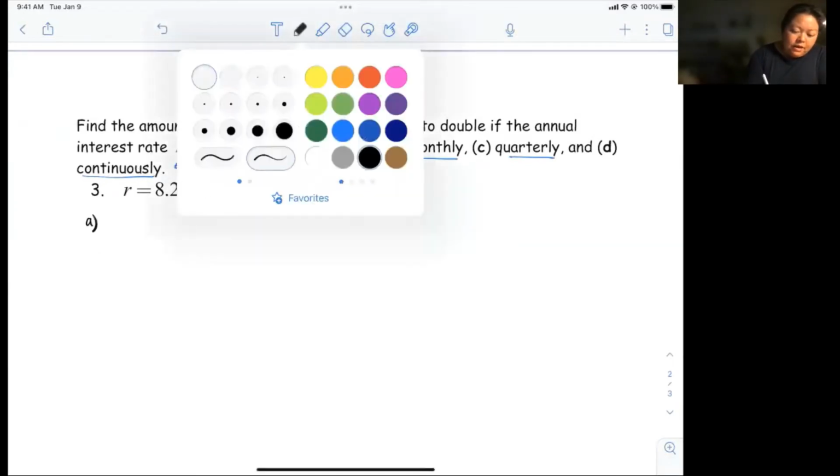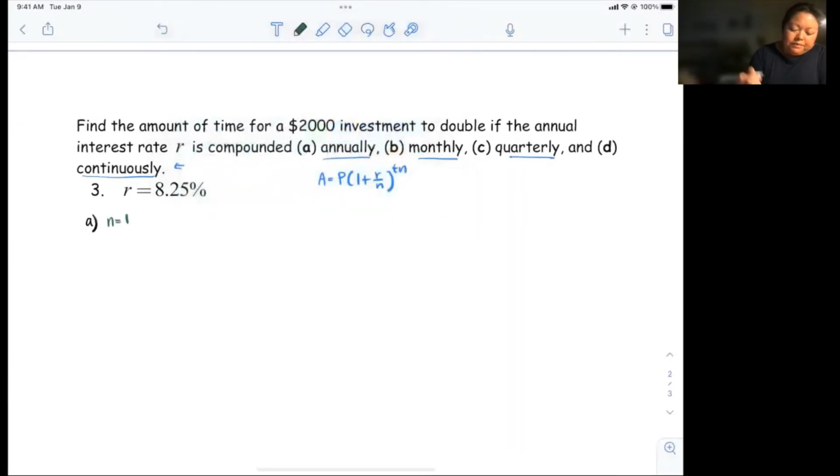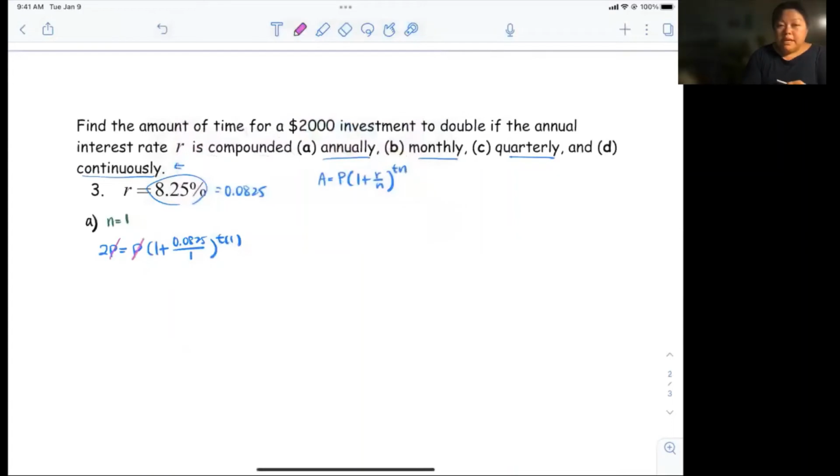So for part A, annually means n equals 1. Okay, so for an investment to double, that means I end up now with 2P instead of P, double my original, right? 1 plus r, here's my rate. Rate is 8.25%. Got to change it to 0.0825 because that is the decimal amount. So 0.0825 over 1, because that's what n is, to the t times 1. First thing, the P's will reduce out because you divide by P on both sides, it's gone very nicely. You're left with 2 equals 1.0825 to the 1 power, to the t power.